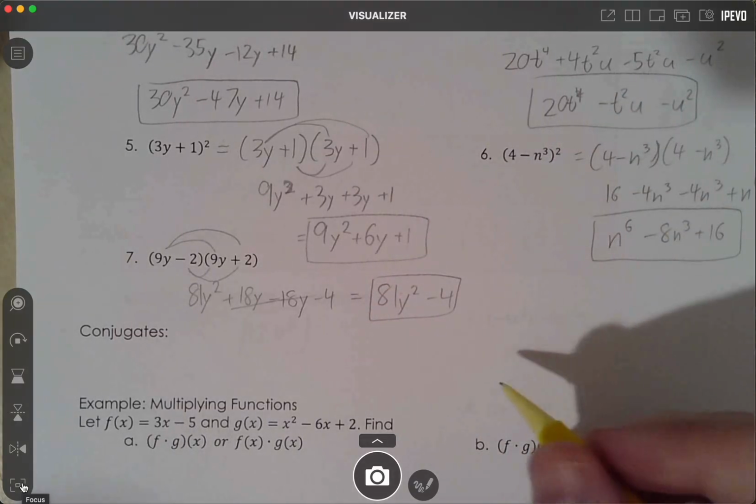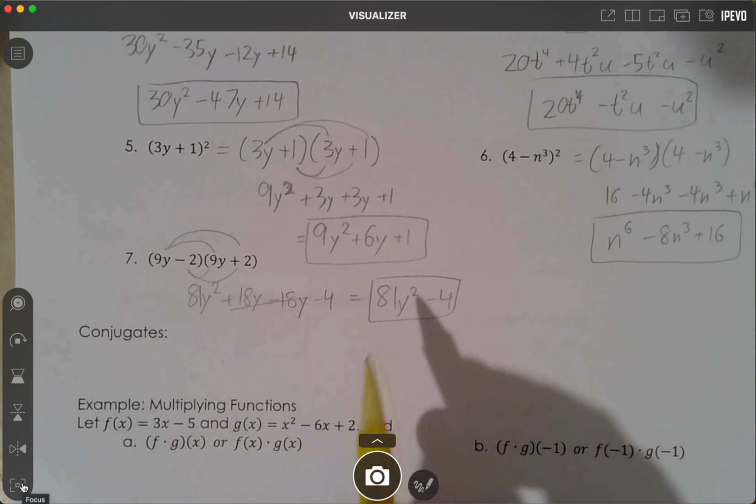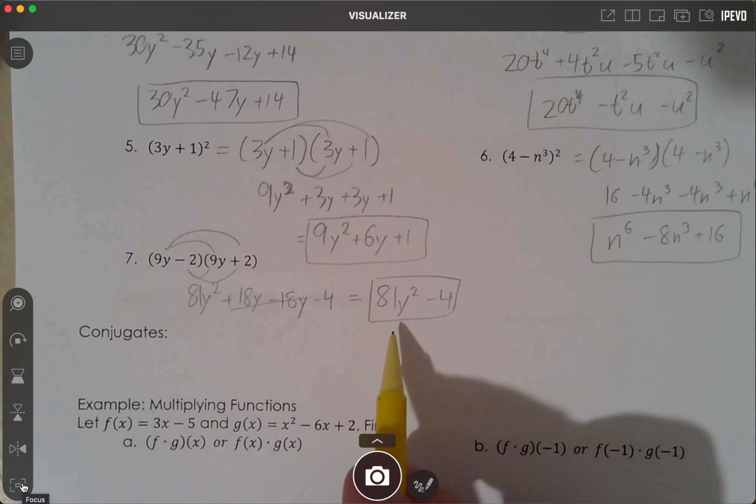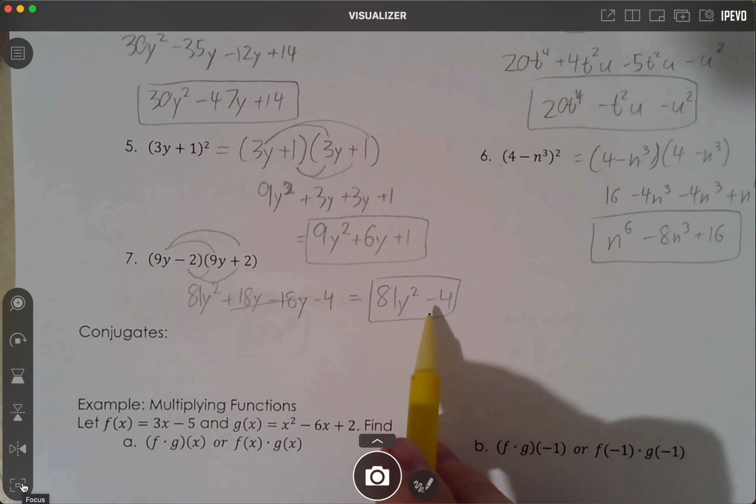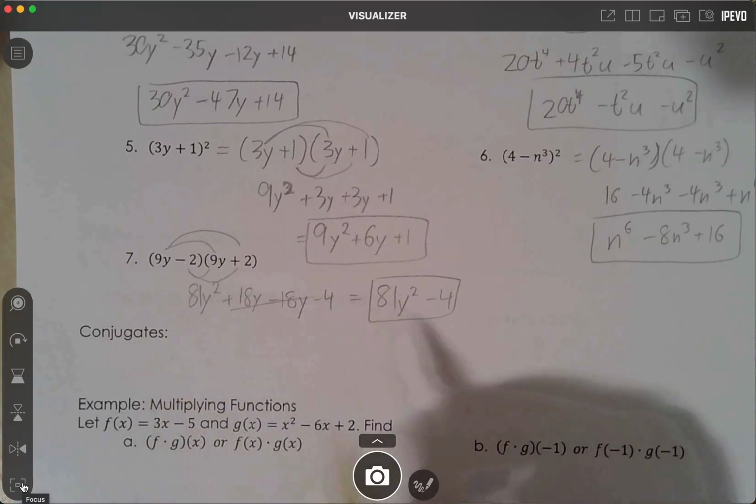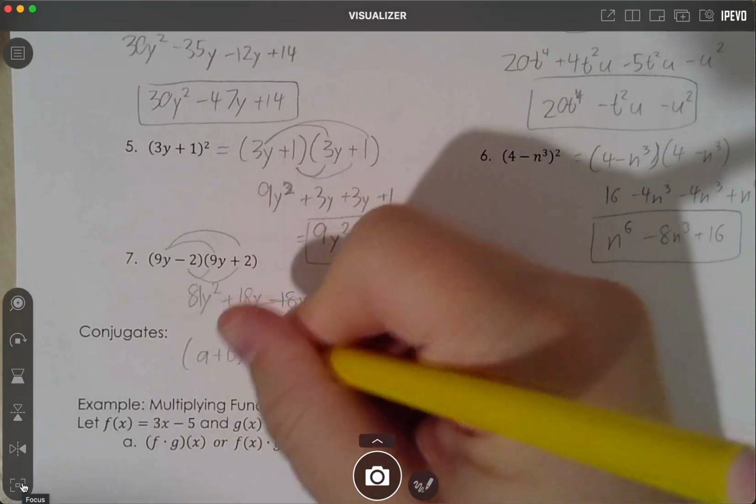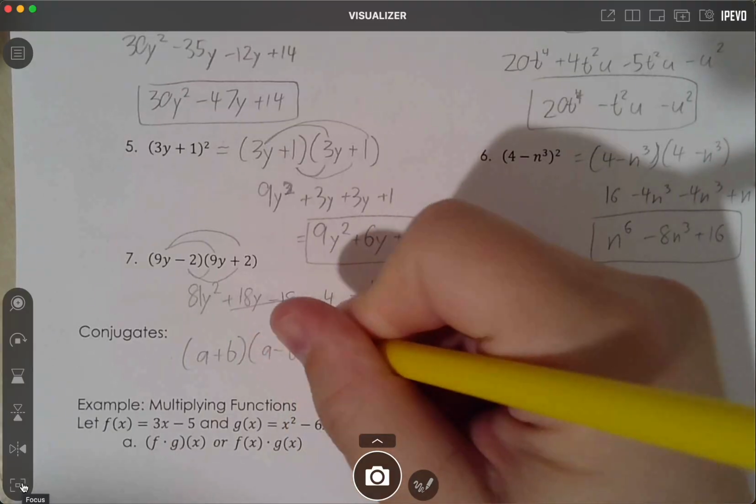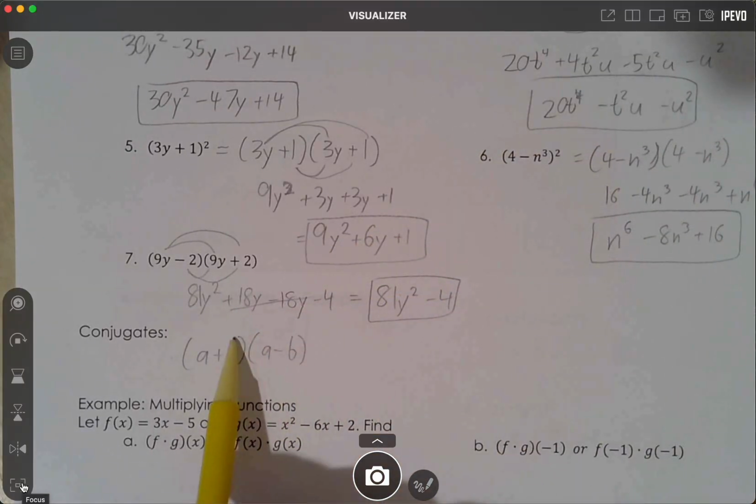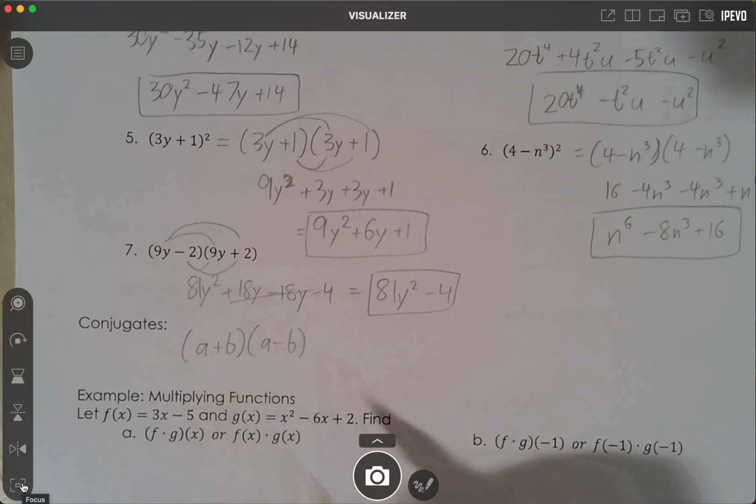Now this is really, really interesting because when I did my foiling, I didn't end up with 3 terms, I ended up with 2, and they were subtracting in between. When does that happen? When you have something we call conjugates. Conjugates are when you have a plus b and a minus b. In other words, you have the same 2-term binomial, but the sign in between is switched.